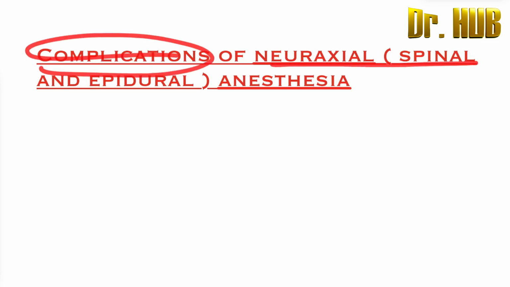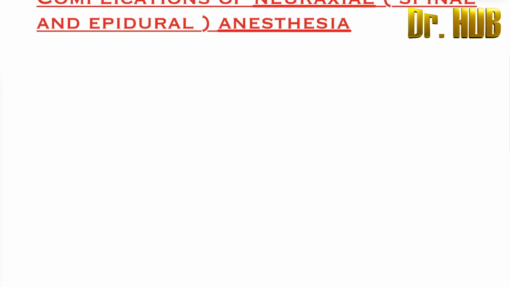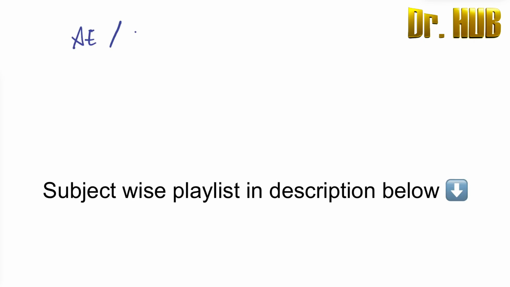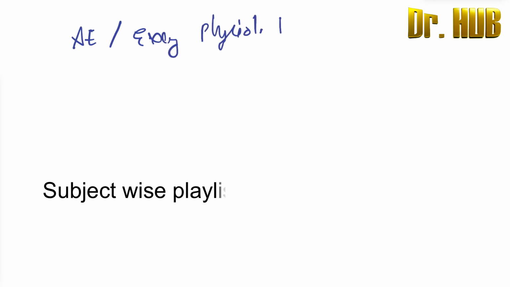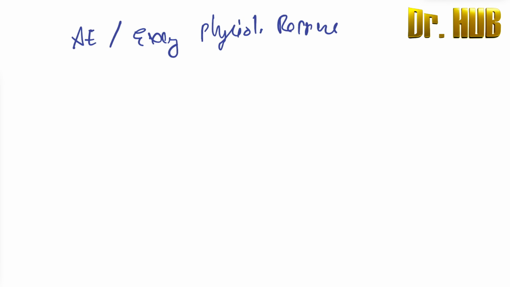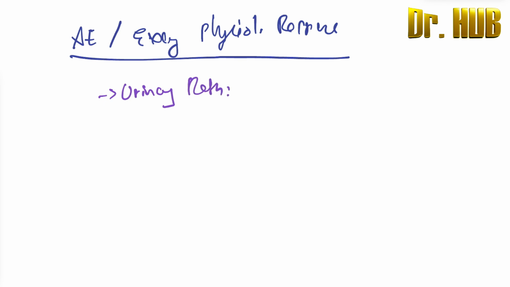Complications of neuraxial or spinal and epidural anesthesia. First, let's look at the adverse effects of the exaggerated physiological response. It can be due to urinary retention. Next, it can be due to the high block.